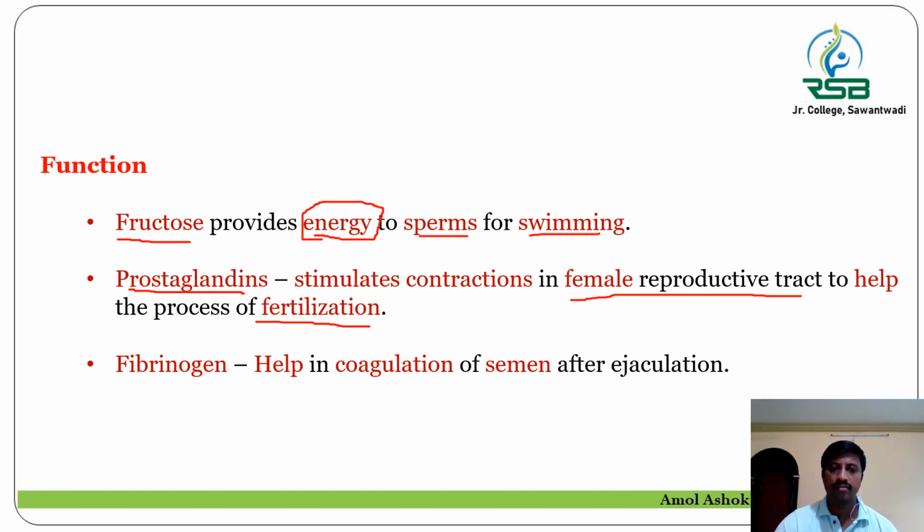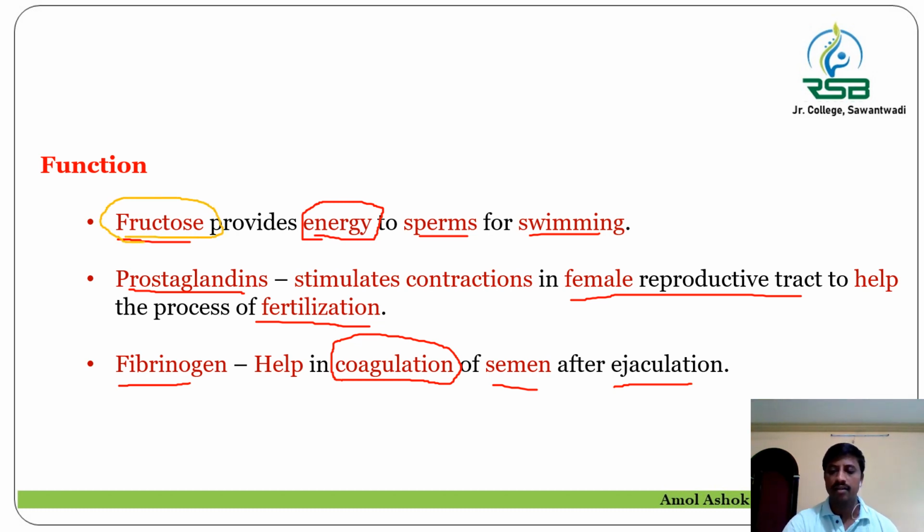Then the third, fibrinogen. Fibrinogen helps in the mechanism of coagulation, that is the clotting of semen after ejaculation. So all these secretions, fructose, prostaglandin and fibrinogen, have their specific importance. And fructose has specific importance, as it is produced in the body only in the male.